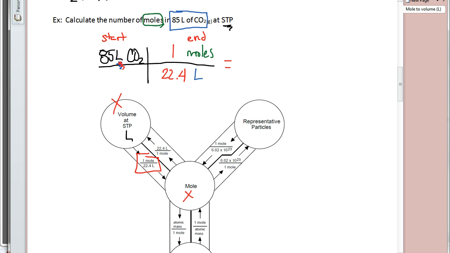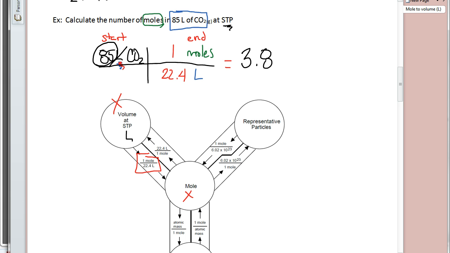Because I have a number on the top and a number on the bottom, this type of problem becomes a division problem. So I'm going to run this through my calculator. I have 85 divided by 22.4. It gives me a small number with lots of decimals, but I'm going to round it off. Because 85 is 2 sig figs, I'm going to round it off to 2 sig figs. So I get 3.8.